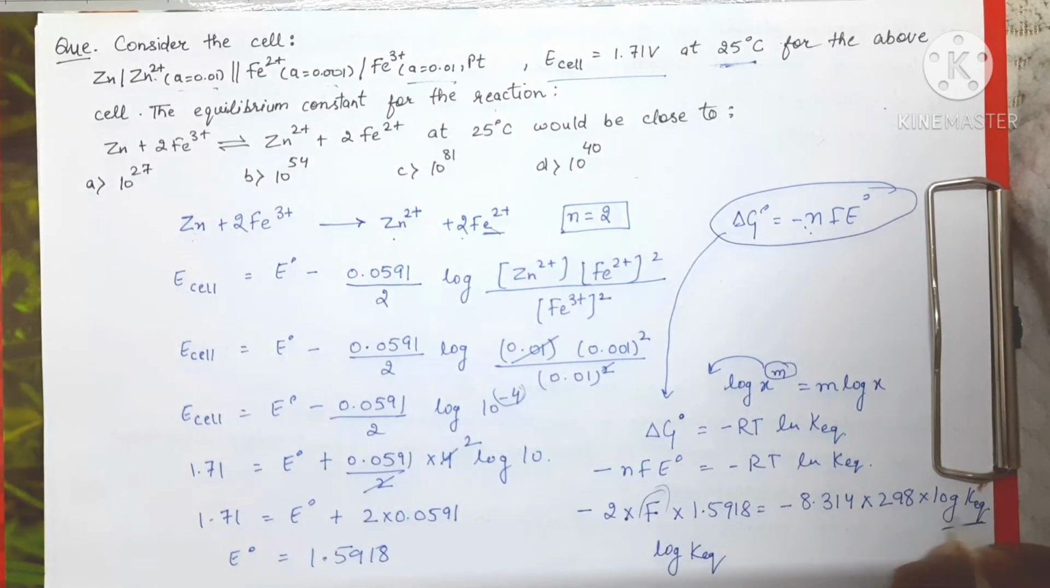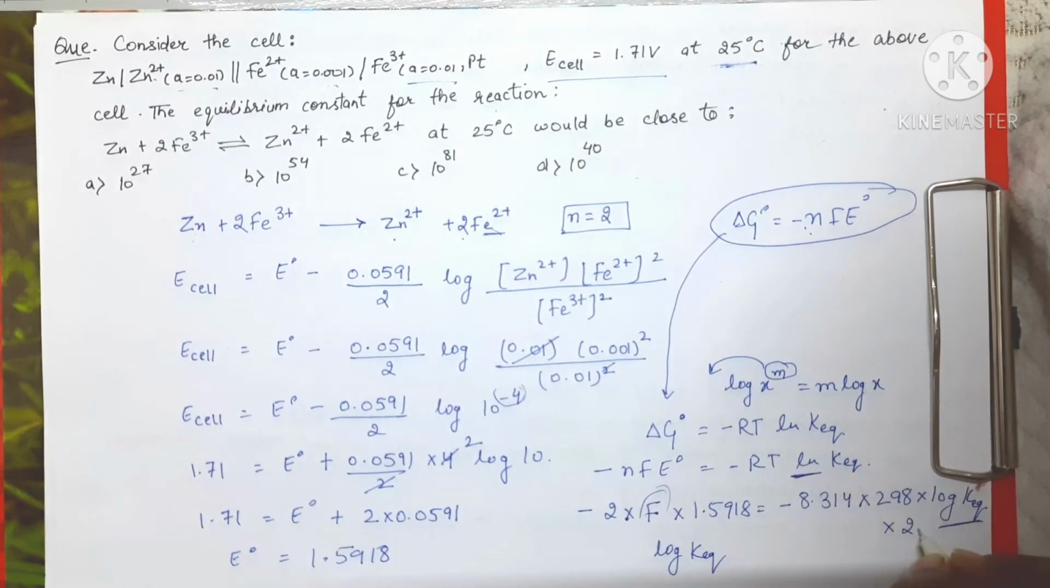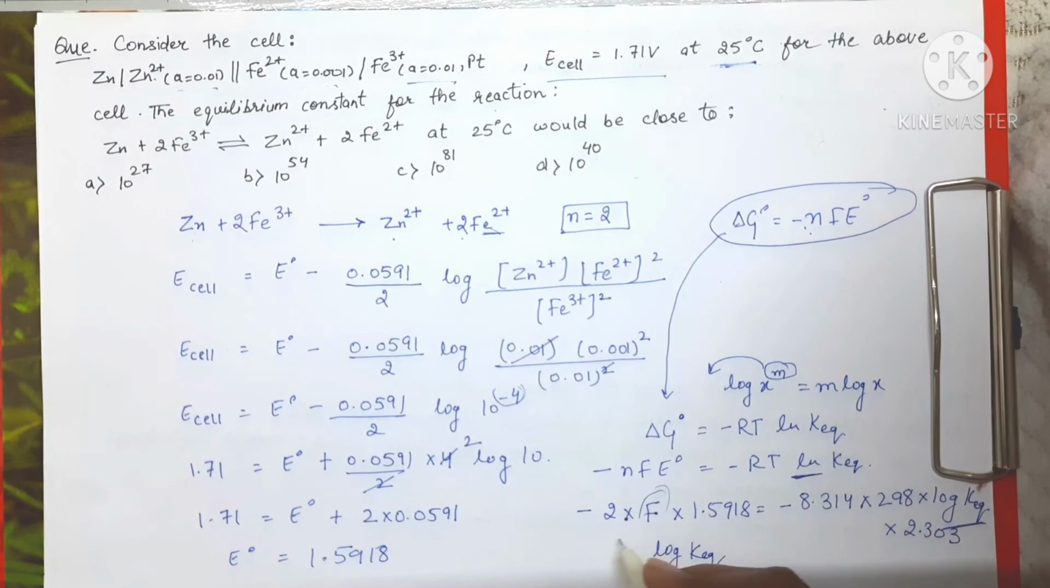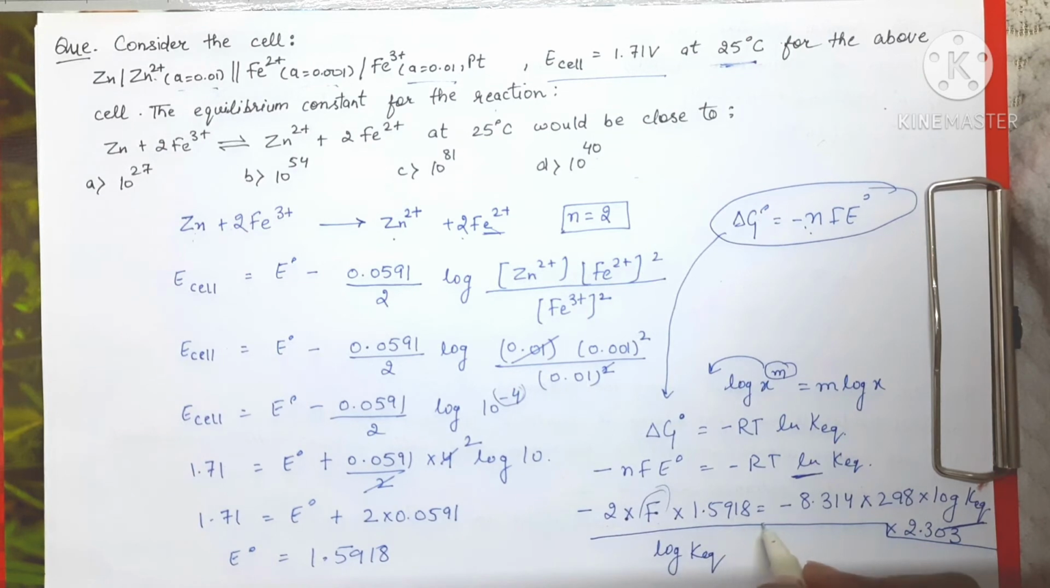There is one more thing: if you want to change this ln into log, you also have to multiply this by 2.303. So you have to solve this whole equation, that is minus 2 into F into 1.5918 equals minus 8.314 into 298 into log of K equilibrium into 2.303. Why have I multiplied it by 2.303? Because I wanted to change this ln into log.